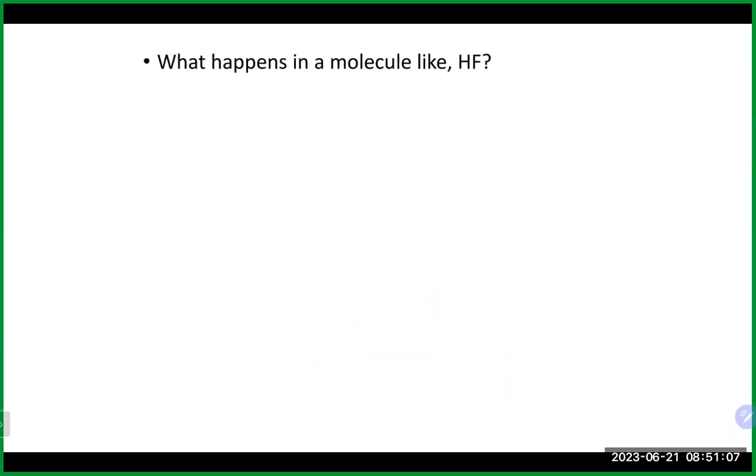Now, what happens if we mix it up and put one of those atoms together with the other? So if we look at something like HF, it looks something like this.